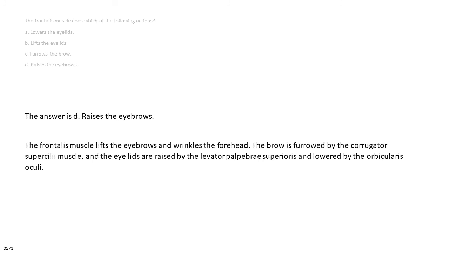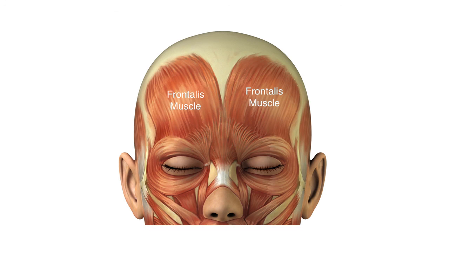The frontalis muscle lifts the eyebrows and wrinkles the forehead. The brow is furrowed by the corrugator supercilii muscle, and the eyelids are raised by the levator palpebrae superioris and lowered by the orbicularis oculi.